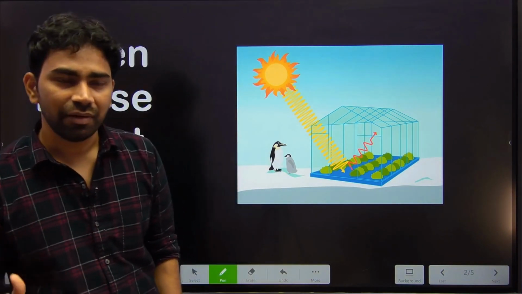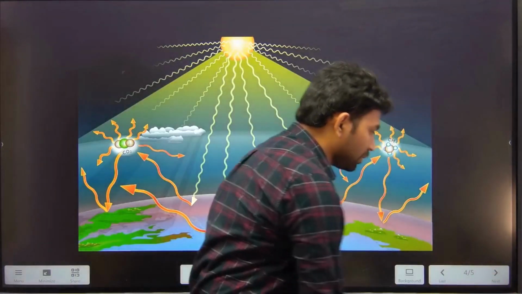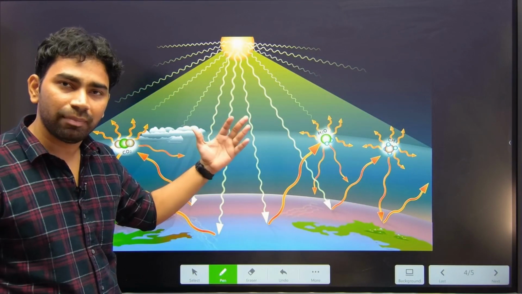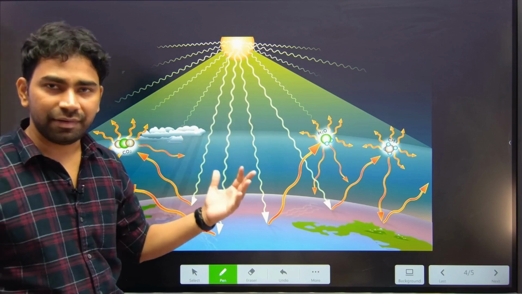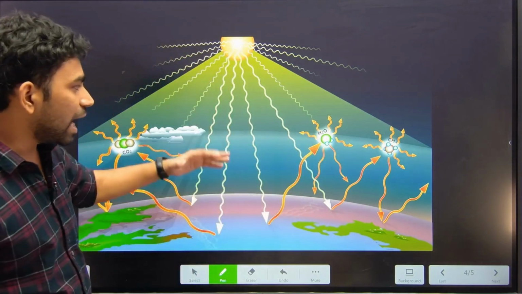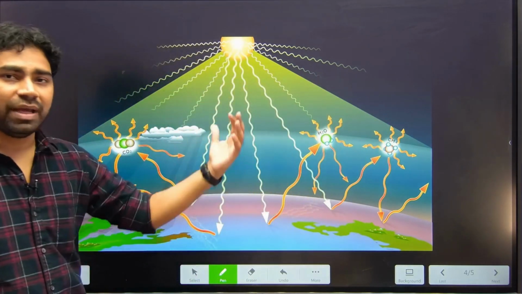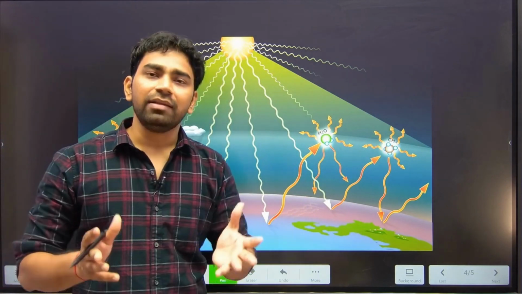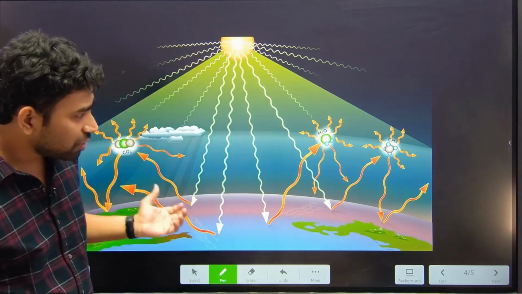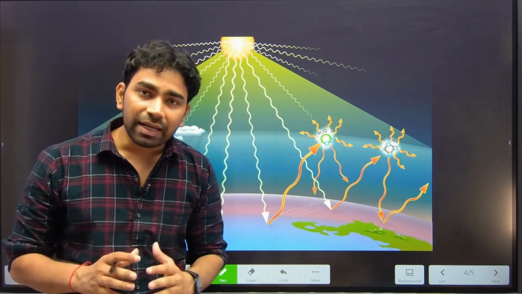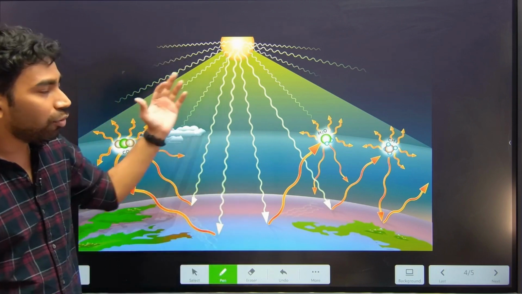Now in a very similar way, when the sun rays strike the earth's surface, some of it goes back into space in the form of infrared radiation. These infrared radiations are absorbed by the greenhouse gases. Now this process makes the atmosphere warm, and this warm atmosphere is suitable for sustaining life on earth. So we can say that the presence of greenhouse gases is necessary for maintaining the global temperature.